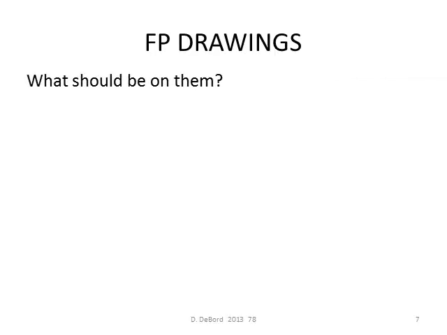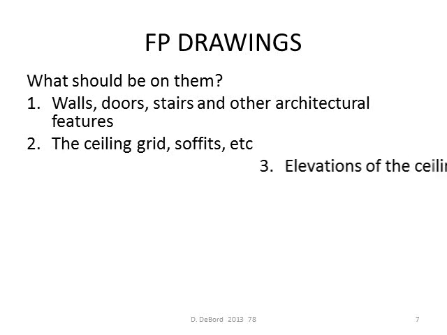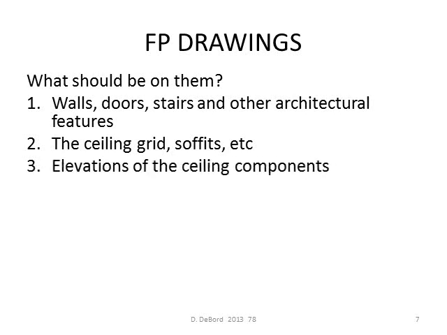Let's look at some drawings and what we should have on the drawings. Of course, you need the walls, the doors, the stairs, and other architectural features. You need a ceiling grid, if there is one, or whatever type of ceiling there is. You need to know where the soffits are, etc. The elevations of the ceiling components. You can't always tell by looking at it if it doesn't give you some numbers, where it goes up and down. It's common to have rooms that have more than one ceiling height in them.